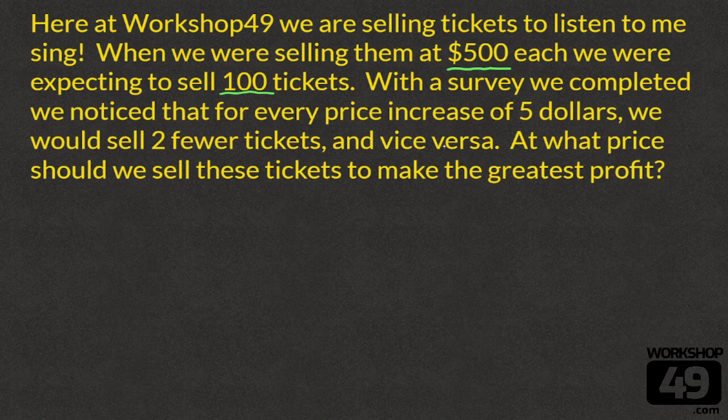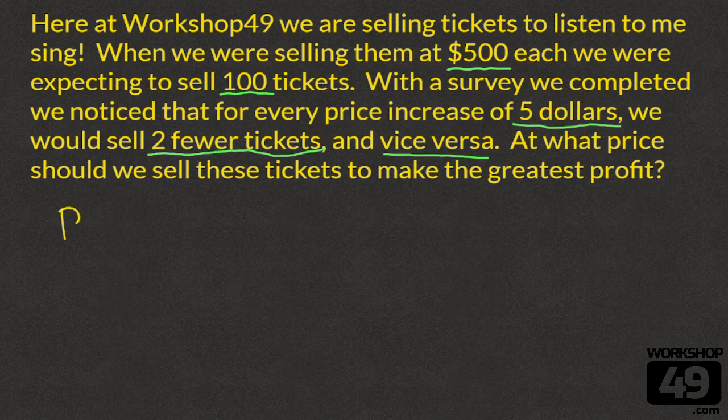With a survey we completed, we noticed that for every price increase of $5, that's our increment value. If we adjust our price, we're adjusting it by $5, we would sell 2 fewer tickets. That's the adjustment to our number sold. Again, vice versa. If we decrease our price by $5, we would actually sell 2 more tickets. At what price should we sell these tickets to make the greatest profit?